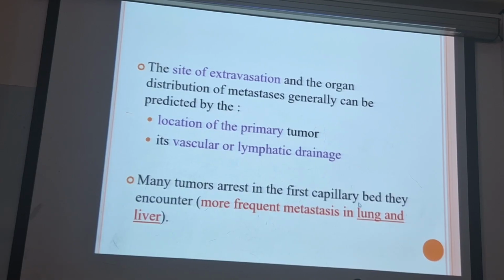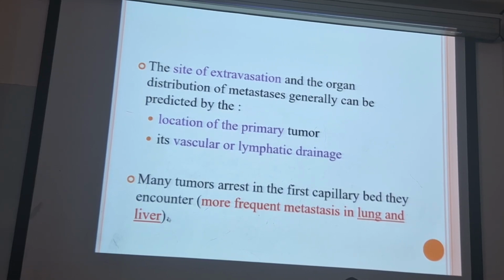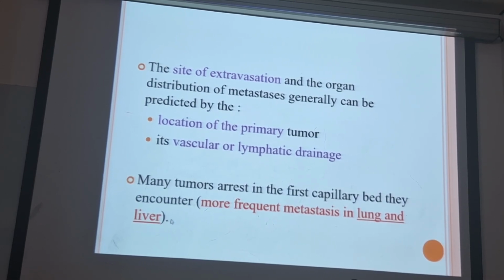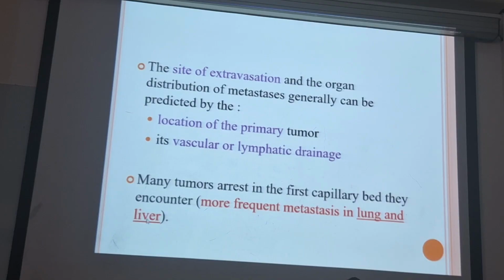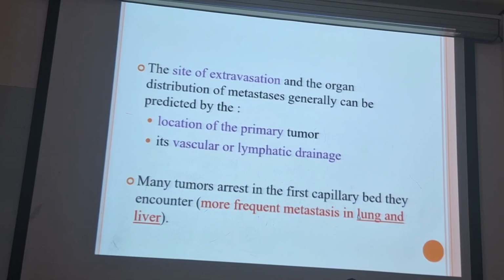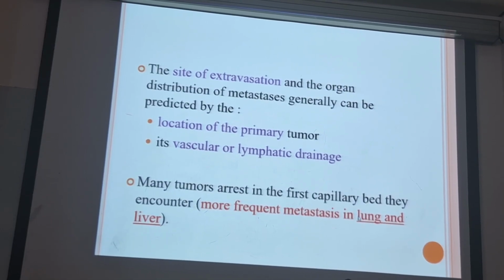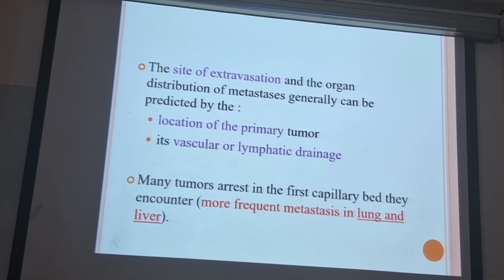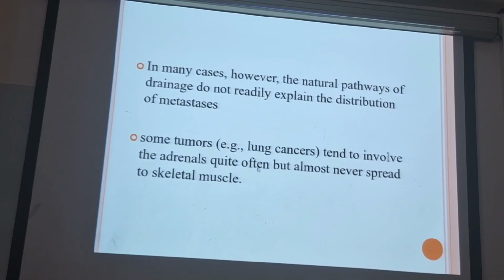Many tumors arrest in the first capillary bed they enter. More frequent metastasis is in lung and liver. Why in liver? Because venous return always goes to the liver. Yes, exactly. The first capillary bed in this system is liver and lung. All cardiac output goes to lung first. Yes, thank you.